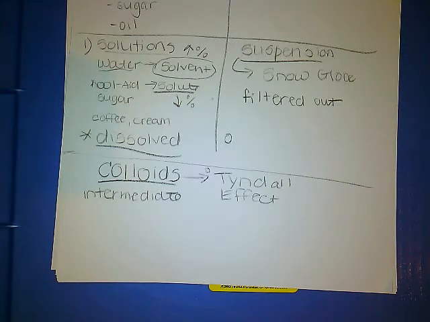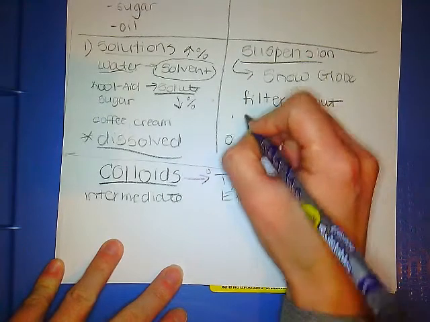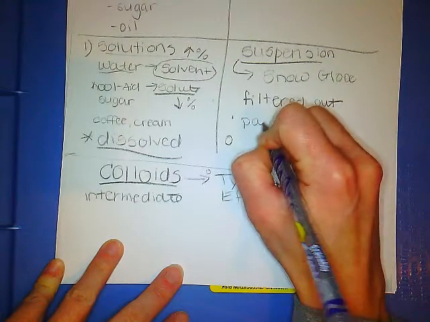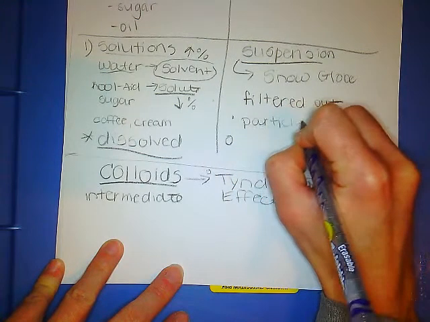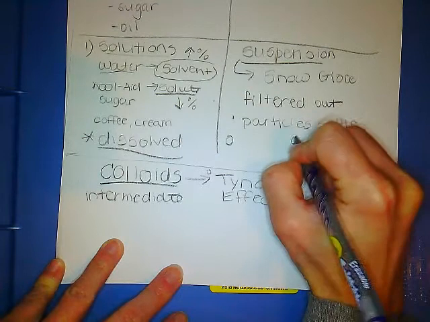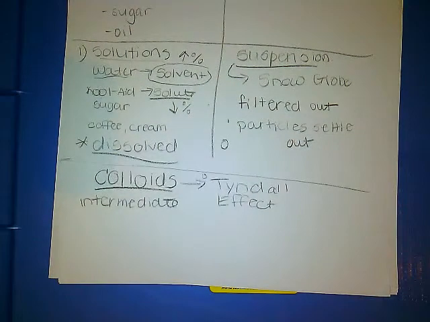Okay, so the particles are definitely visible. If you were to shine a light through them, it would be very obvious to you that you see these particles. They tend to settle out. Suspensions, if you were to leave a suspension sitting on the counter, the particles would settle out. So that would be another indication that you've got a suspension.